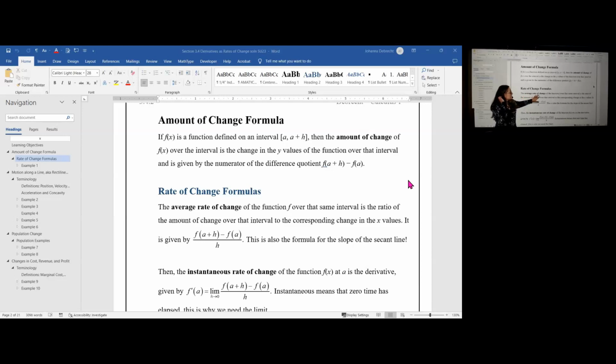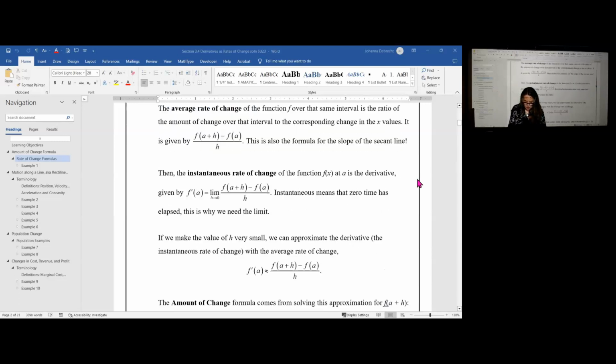We want again to emphasize that the average rate of change is the slope of the secant line given by the difference quotient that you see here. And the instantaneous rate of change, which you see here, is given by the limit of the difference quotient as the distance between the 2 points gets smaller and smaller. Instantaneous means 0 time has elapsed, and this is why we need the limit.